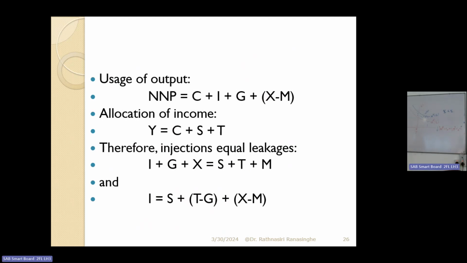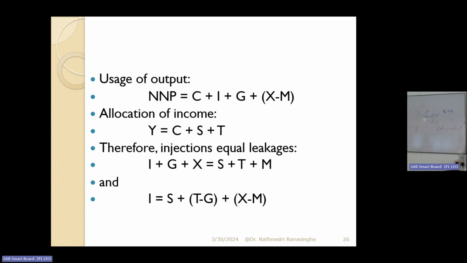Now we can write this another way. We take the I to this side, and S we take, plus G minus T. The government expenditure is G, taxes are T. G minus T you can take separately, and X minus M. So we can write I equals S plus (T minus G) plus (M minus X).